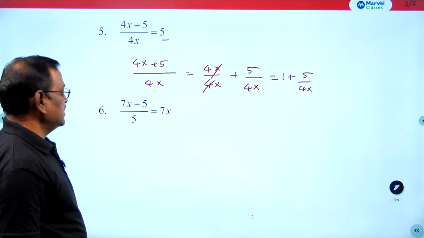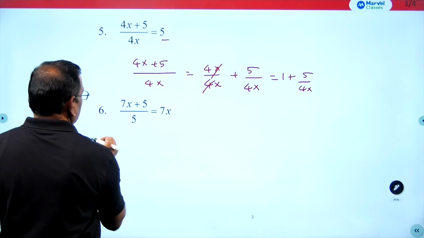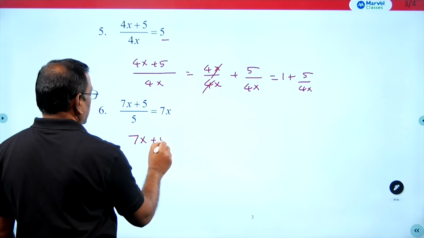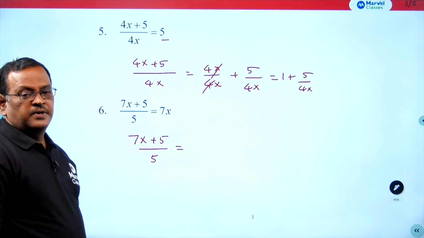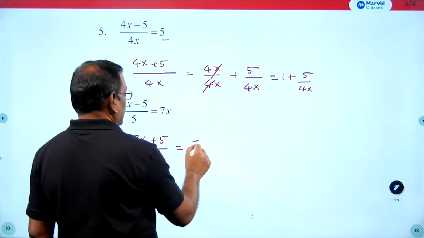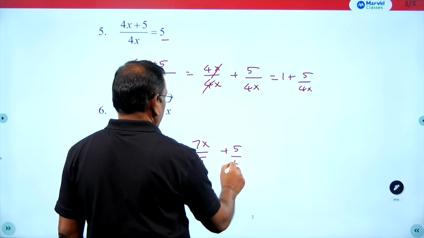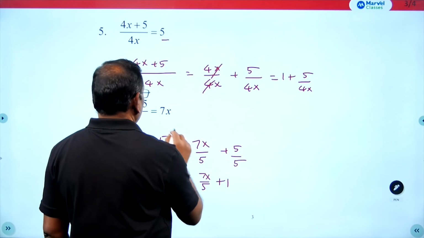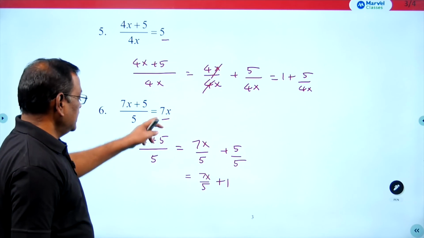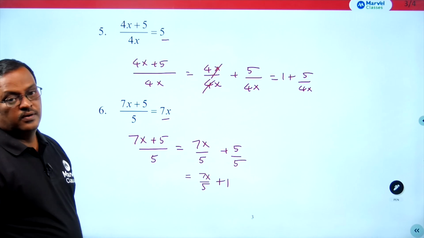And here how to simplify this? Write the expression 7x plus 5 by 5. As per the concept, split into 2 terms. So 7x by 5 plus 5 by 5. So what is the answer? 7x by 5 plus 1, but here only 7x is there, so that is an error, but the original expression is 7x by 5 plus 1, okay.